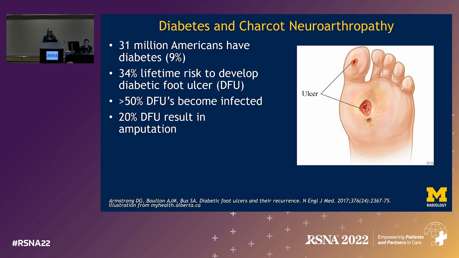Now, 31 million Americans have diabetes, about 9% of the population, and 34% have a lifetime risk to develop a diabetic foot ulcer. And greater than 50% of these ulcers do become infected. And of those that are infected, 20% result in an amputation.